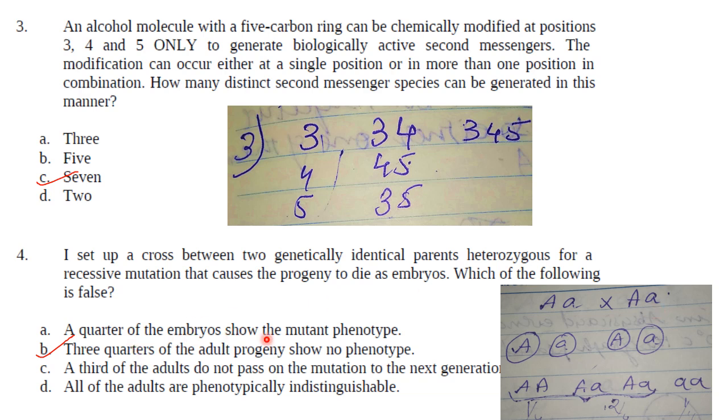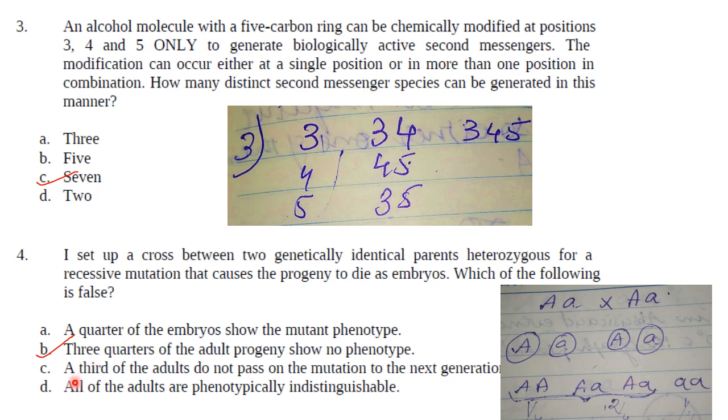A quarter of the embryos show the mutant phenotype. Yes. Capital A capital A, capital A small a, capital A small a and small a small a. Small a small a is shown by a quarter of the embryos. So that is correct. 3/4 of the adult progeny show no phenotype. That cannot be correct because 3/4 will have the phenotype and they will be surviving the embryo stage.